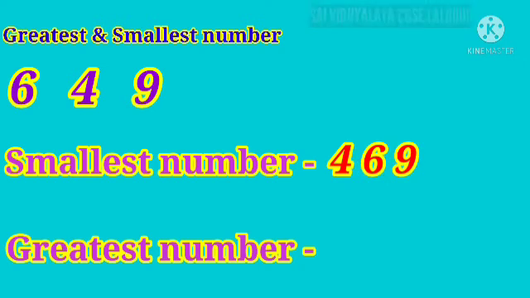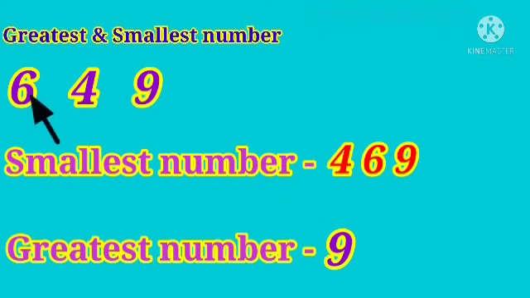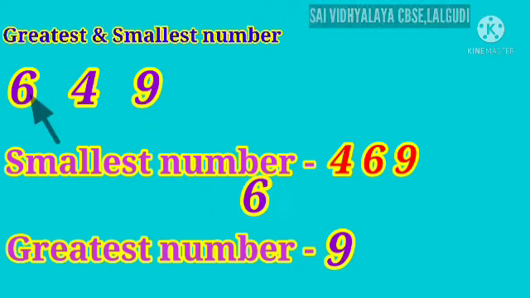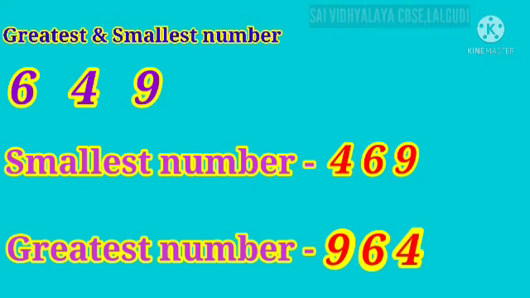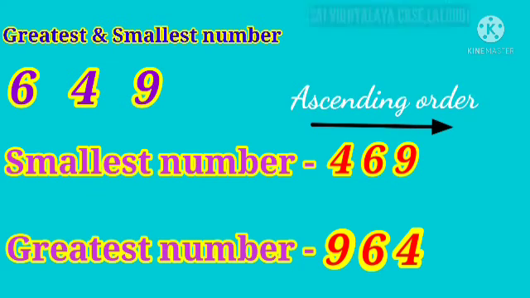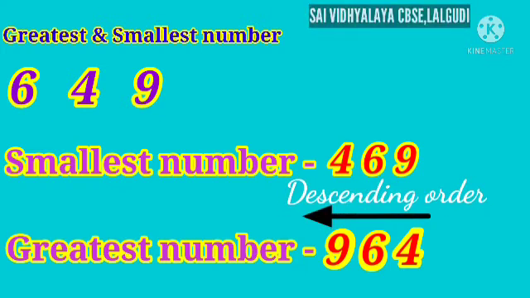Smallest number is 469. To write the greatest number, start from the greatest number, that is 9. Immediate greater number, that is 6, and smaller number, that is 4. Now the greatest number is 964. If you want to remember, you can remember like this. For smallest number, we have to write the numbers in ascending order. For the greatest number, we have to write the numbers in descending order.